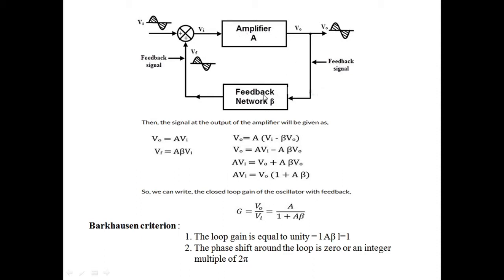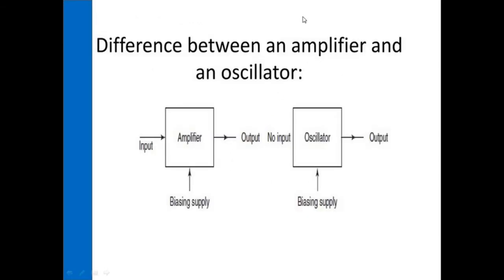Now the overall gain is represented as G equal to V0 divided by Vi, which is equal to A divided by 1 plus A beta, where A represents the amplifier or open loop gain and beta represents the feedback factor value. Now see the basic difference between an amplifier and an oscillator.